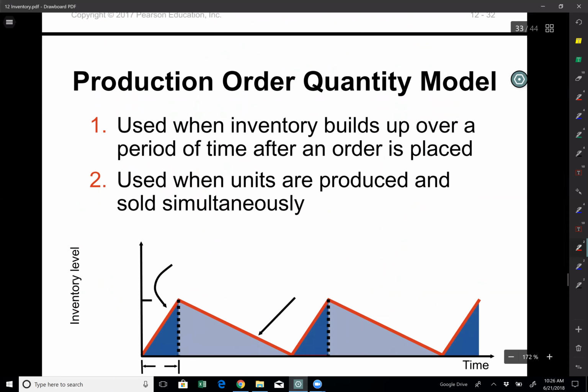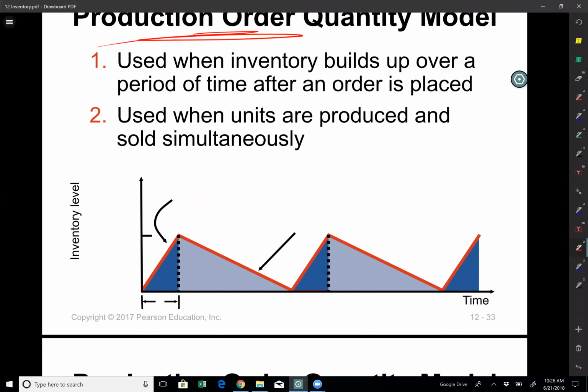An extension of EOQ model is production order quantity. Instead of buying those products, now I'm producing in-house. So the difference here is really there is a slope here. As you see, while my inventory is replenished, there is a slope. It's not a vertical line. The reason is that while I need to produce, first of all, to be able to build an inventory, and while I'm building an inventory, I continue to sell my products. So right here, this small t is the time where I produce my products, right?